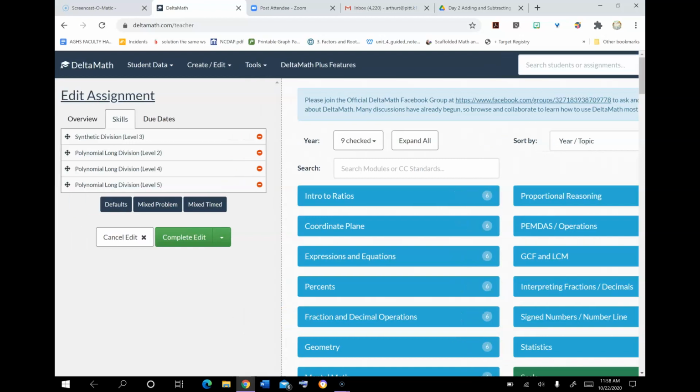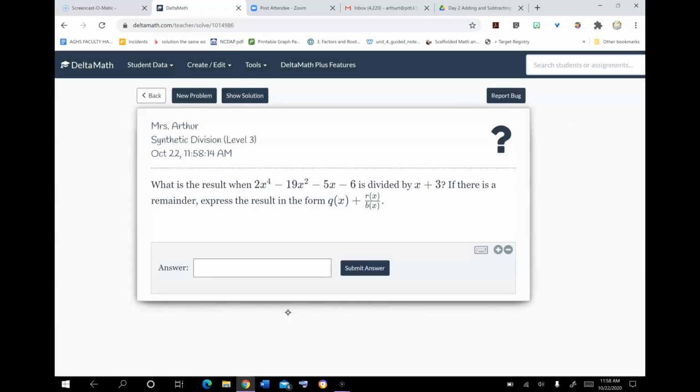All right, so I'm going to do an example from each one. I'm going to do two synthetic though, since there's only one section on it, okay? So these are the 4 sections you're going to be doing today in Delta Math. All right, so let's first do 2 synthetic, okay? So let's do this one. We're going to screen snippet.